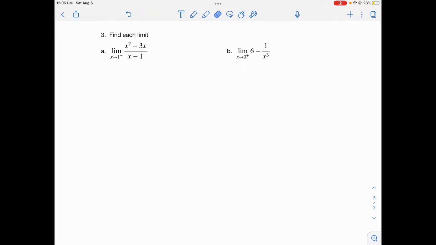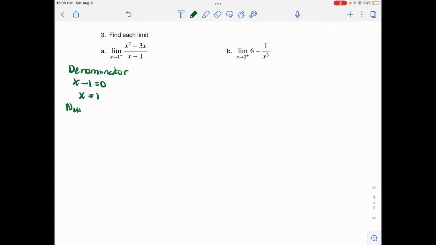Okay, so let's look at how we can apply this. We're asked to find the one-sided limit here: the limit as x approaches 1 from the left of x squared minus 3x over x minus 1. The first thing we want to do is see if we have a vertical asymptote or not. So we put all this information together. I'm going to start by looking at my denominator. That's x minus 1, set that equal to 0, I'll get x equals 1.